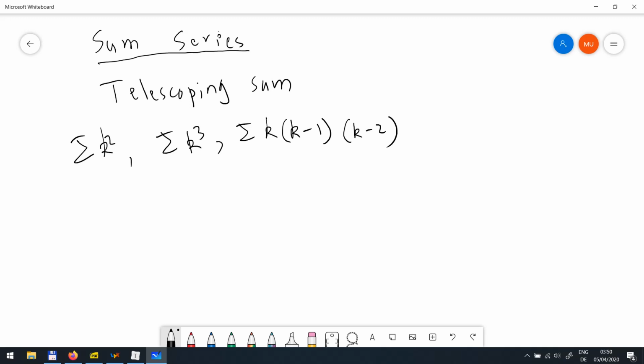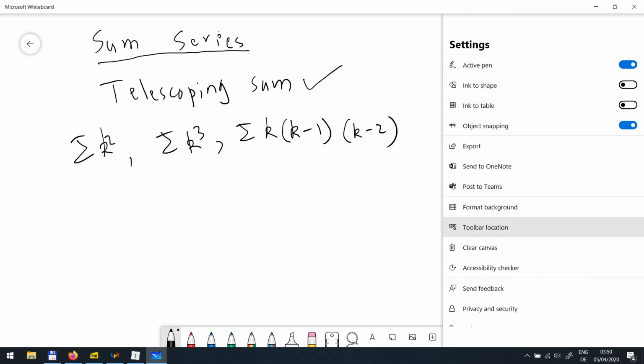To deal with these sums, you remember in your previous education, you might have heard names like mathematical induction and so on. The problem with those methods is that they are not straightforward. There is no way on earth you can remember those techniques. It's easy to forget. So the telescoping sum is a technique which, if you understand this properly, is very difficult to forget.